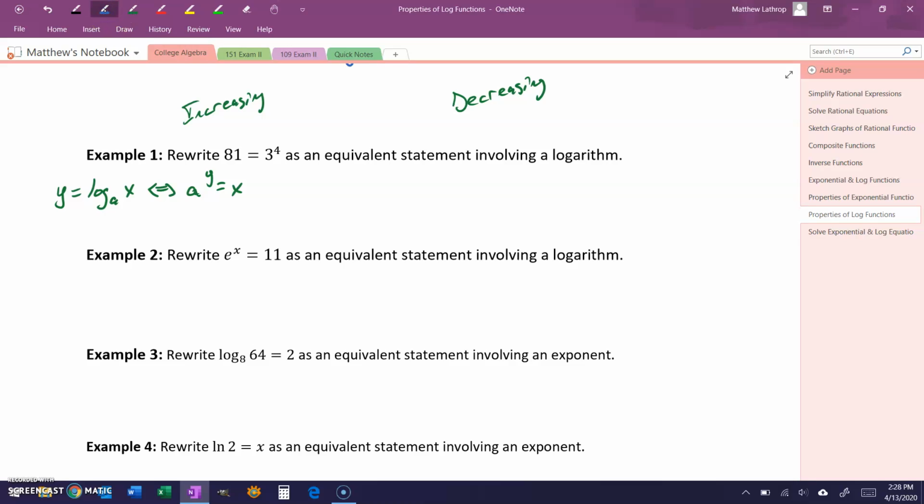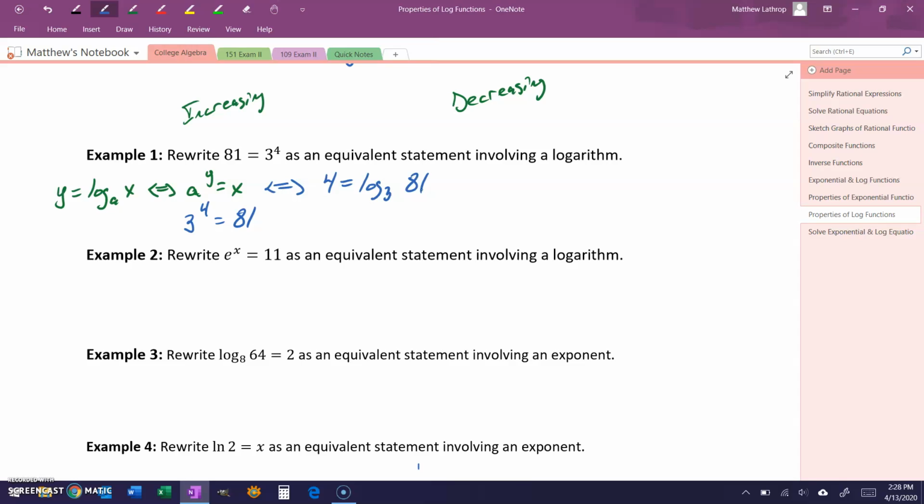In this case, if we have 81 equals 3 to the 4th power, that means we have our value for a, which would be 3, raised to our value for y, which would be 4, equal to 81, which is our value for x. So we can take this and translate it back into log form to rewrite it as 4 is equal to the log base 3 of 81.